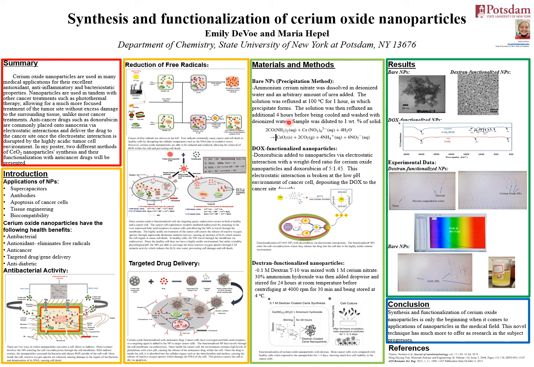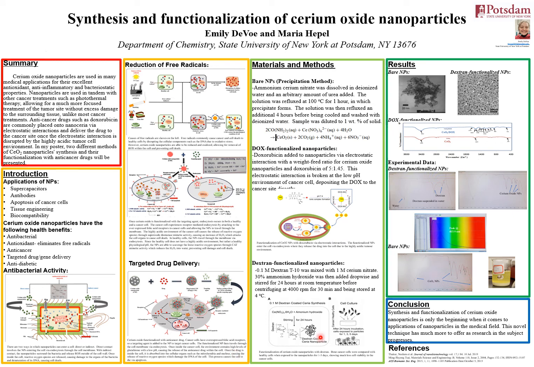The next method was the doxorubicin functionalized nanoparticles. It's put on via electrostatic interactions, enters the cell through endocytosis, and then damages the inside of the cell, as I said before. And it was found that the nanoparticles have a loading ratio of 5 to 1.45, meaning that there are approximately 5 doxorubicins that can be placed onto the nanoparticle.